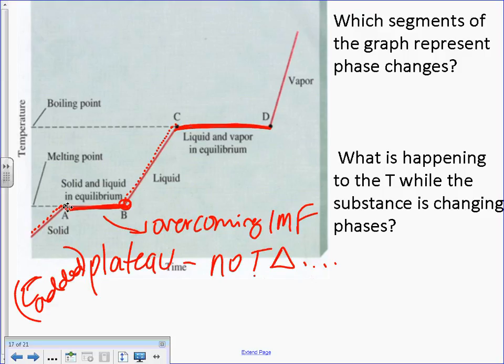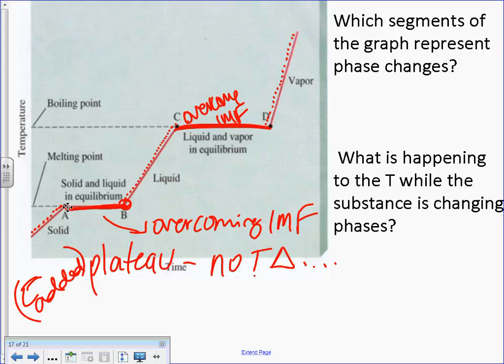Rip it apart from its liquid attractions into gases, and it's going to start to overcome more intermolecular forces as it continues to rip the liquid attractions apart. And then eventually all that liquid is now turned to vapor or gas. And that vapor can then heat up even more.